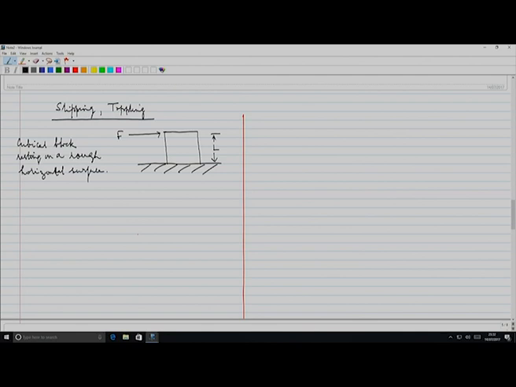The coefficient of friction is so high such that the block does not slide before toppling.